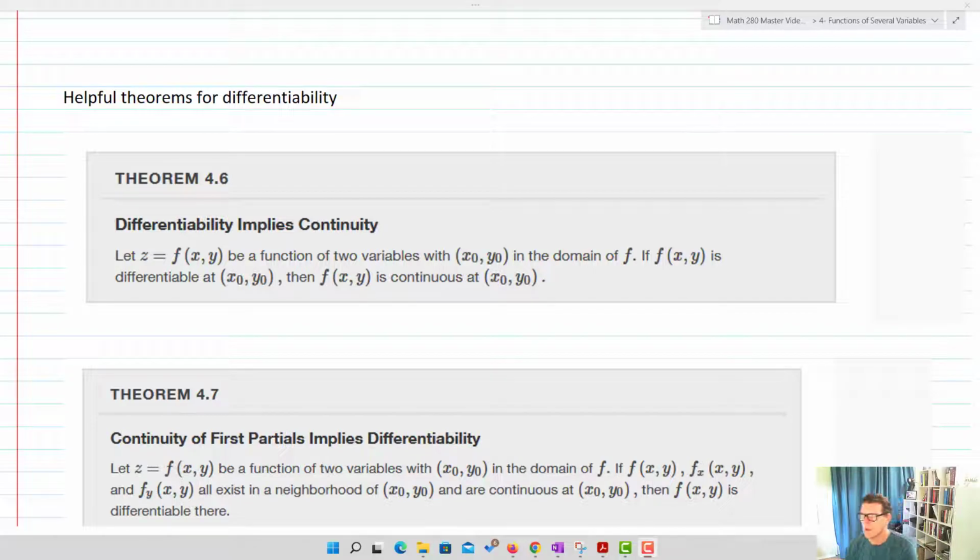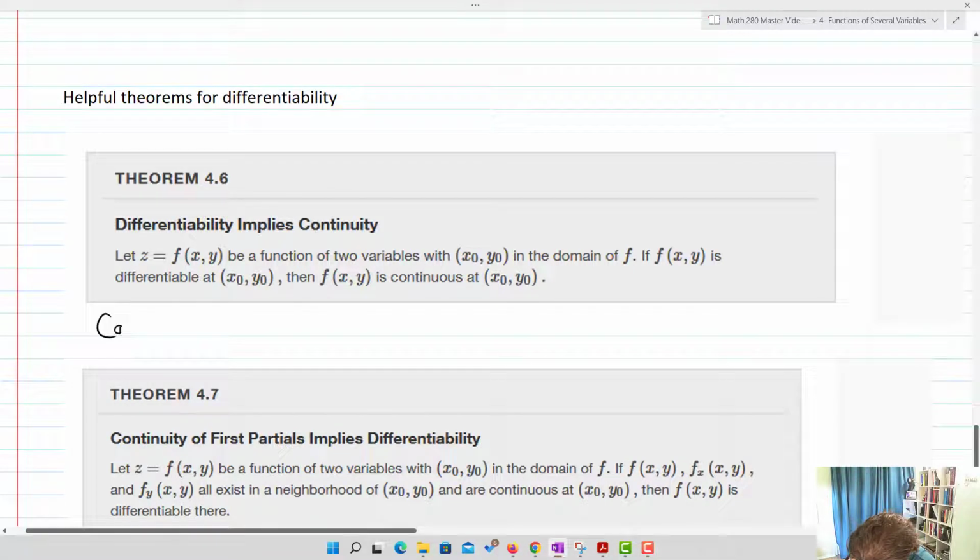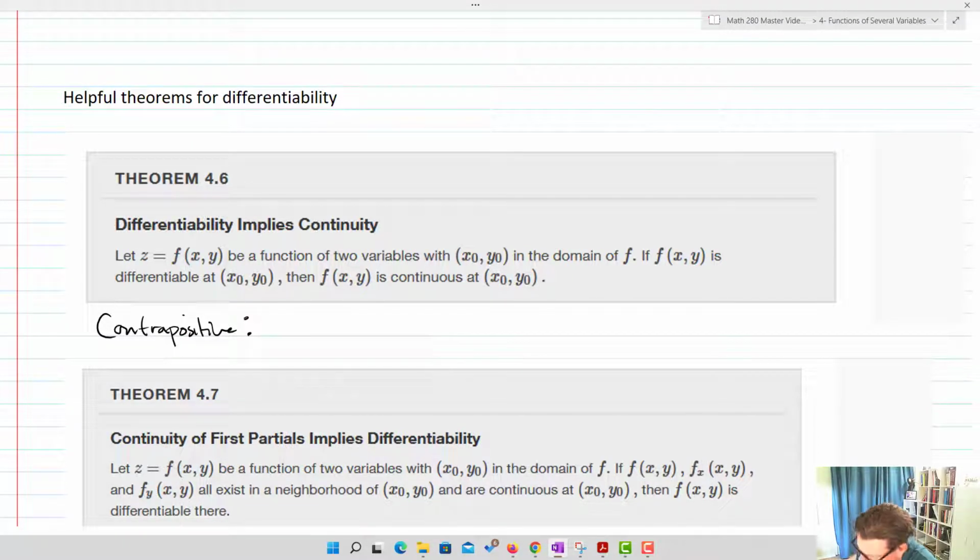then f of xy is continuous at x naught, y naught. Well, what that means for us is that if we have a function that is not continuous, then that function is also not differentiable. That's called the contrapositive. So this statement is that if the function is differentiable, then it's continuous.